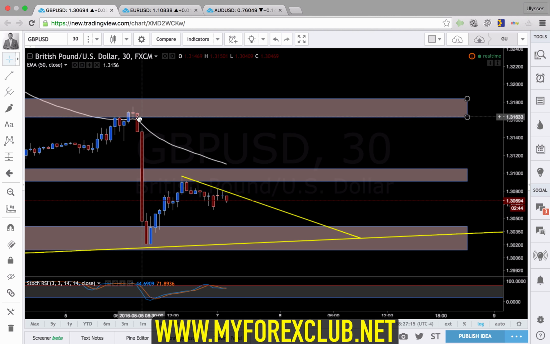Then we have the GBP USD, which is in the same situation. We just had a huge drop last week from the NFP. It quickly did a retrace, starting to come back down. I'm looking for it to come to a zone. I also have a trend line here.